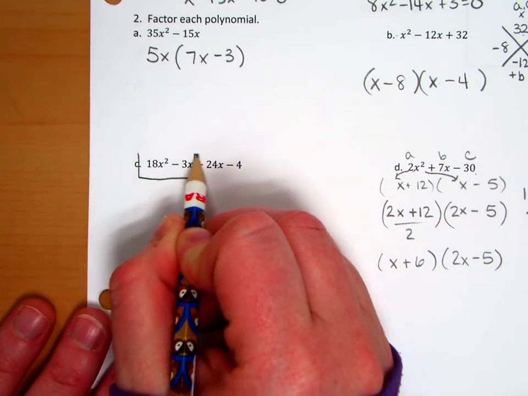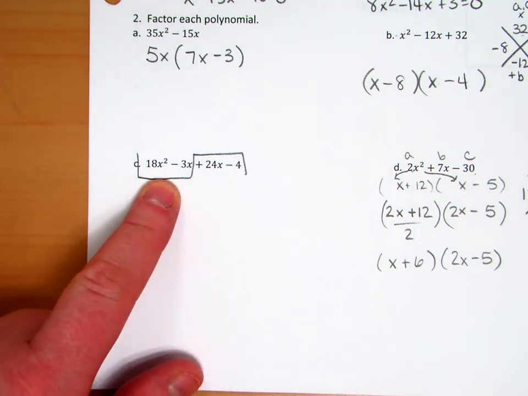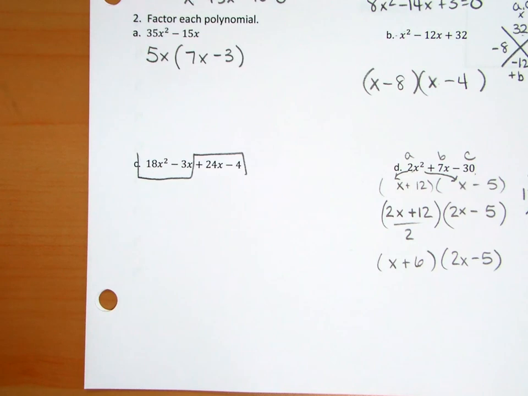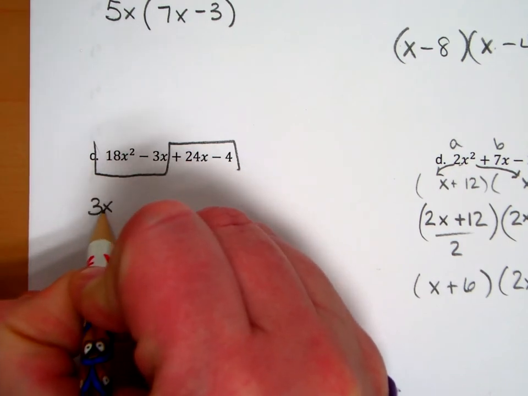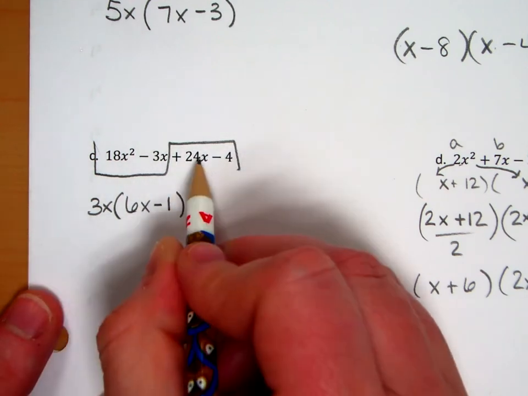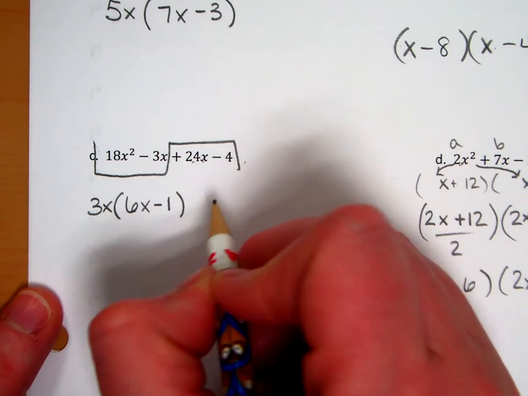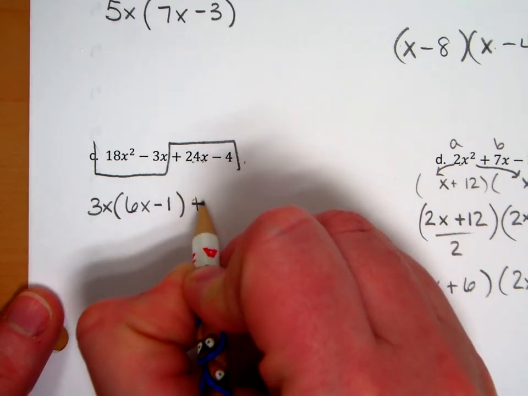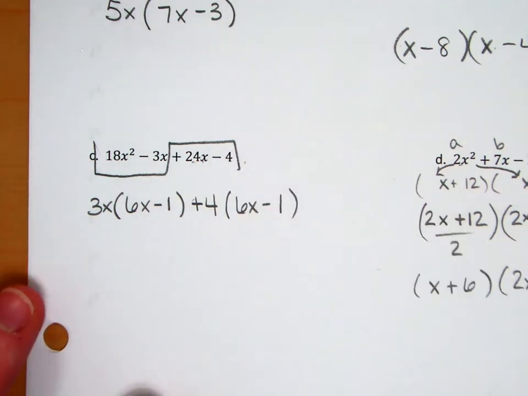What I would like to do is look at this as this. So if I have 4 terms, I want to factor by grouping. What can I factor out? Well, in this first group, I have an 18 and a negative 3 and an x squared and an x. So I know I can pull a 3x out. So that leaves me 6x minus 1. This back group, I have a 24x and a minus 4. And so they both share a 4. So I'm going to put a plus 4 here. And that leaves me with a 6x minus 1.